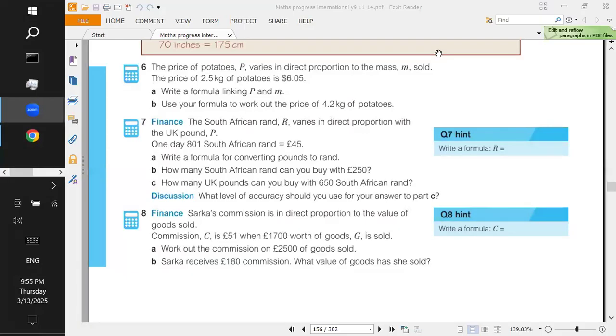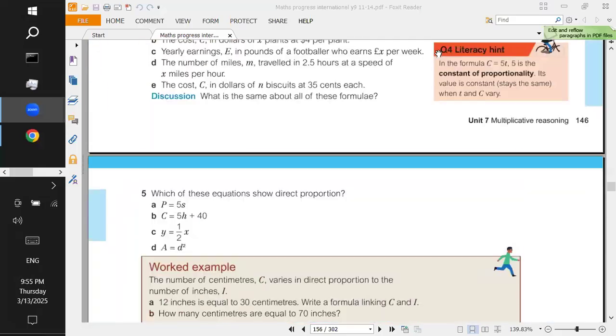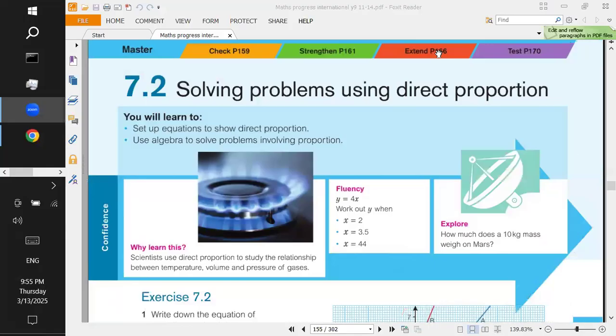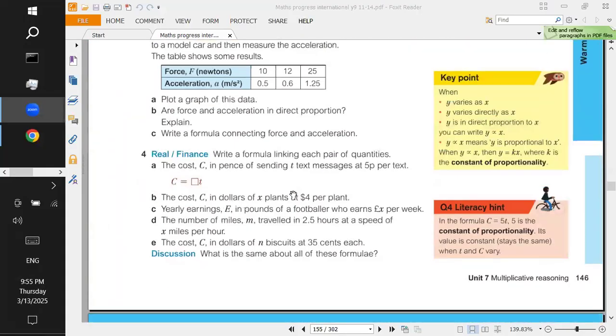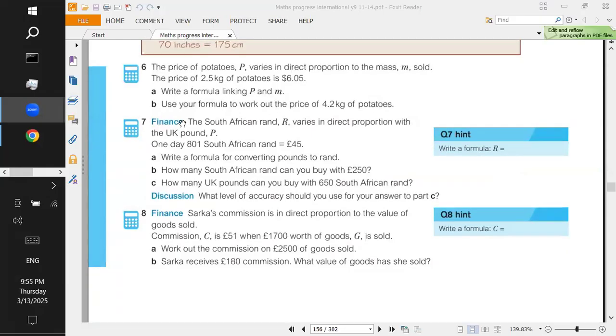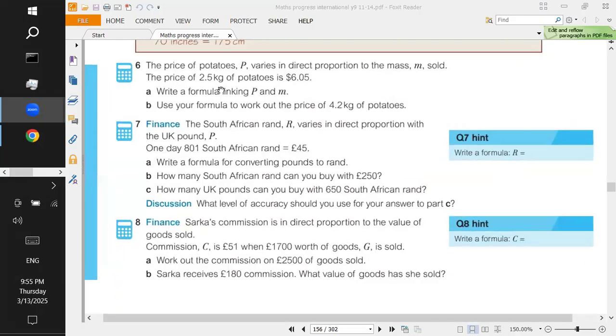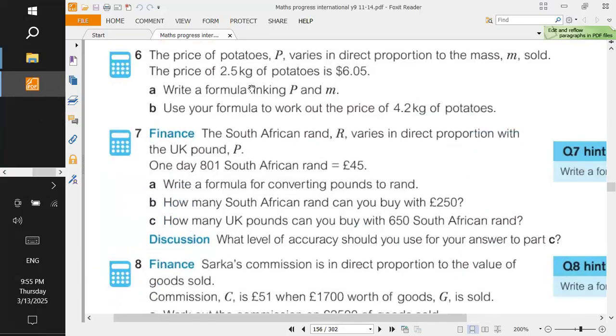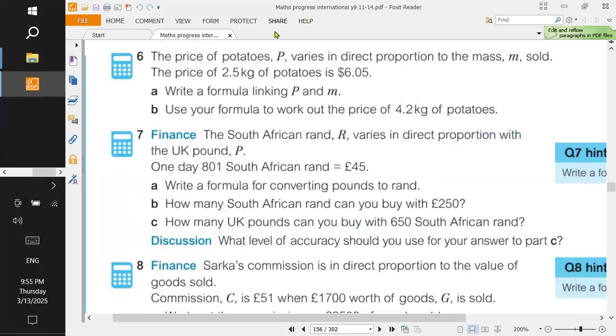In this video, we're going to talk about the rest of the questions in Unit 7. We're talking about direct proportion and how to solve problems using direct proportion. This is 7.2. So let's talk about question 6 here. Now, 6, 7, and 8 have the same ideas. So we're going to answer 6, and you can do the rest on your own. So first, let's cover this so we can work here.